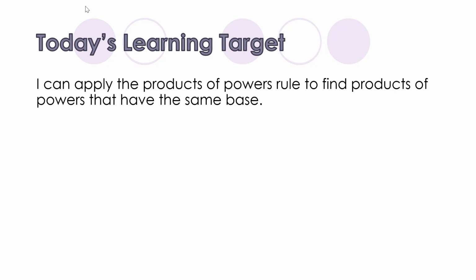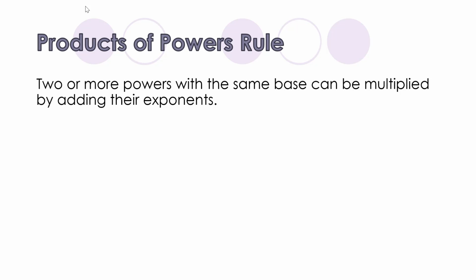Today's learning target is, I can apply the products of powers rule to find products of powers that have the same base. So the rule is that 2 or more powers with the same base can be multiplied by adding their exponents. For example, if we look at 8 to the second power times 8 to the third power, we can rewrite that as 8, and then the exponent would be 2 plus 3, from the second power here and the third power here. And when we add those together, we would get 8 to the fifth power.